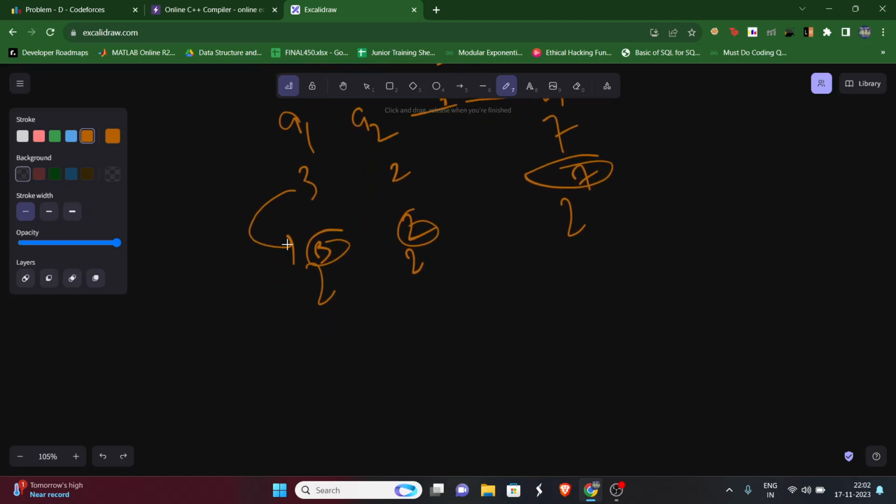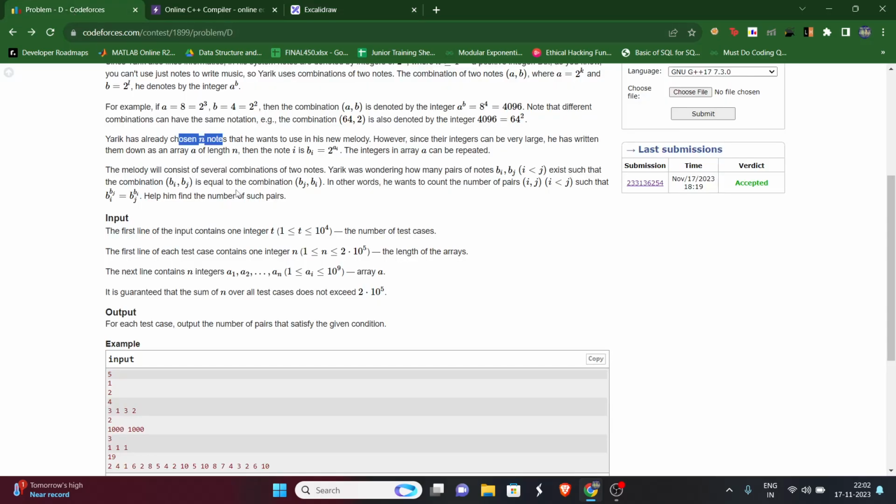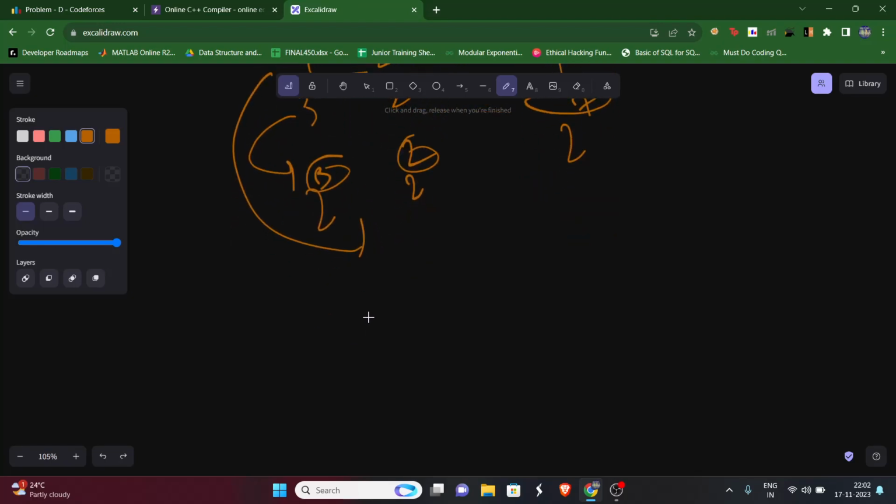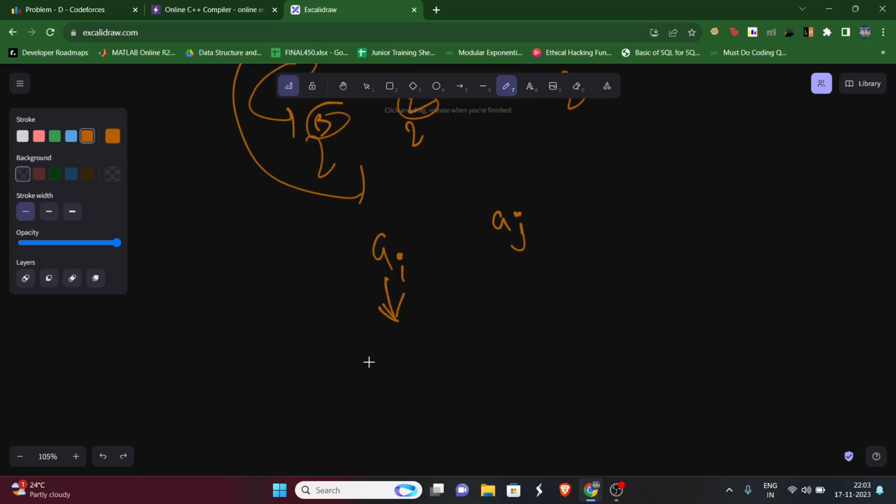Now, finally, the question says that out of all these notes, he can choose any two notes and make a pair, right? Now, he has to tell the number of combinations such that if he chooses two notes, let's say I and J, some two different values A of I and A of J, the actual note will be nothing but 2 to the power A of I. Let's denote it as B of I. Similarly here the note will be B of J equal to 2 to the power A of J.